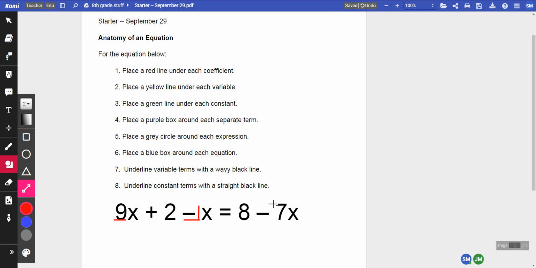And for this one right here, here's my variable. So in front of it, I have a 7. But again, don't miss that negative. It goes with whatever comes after it. So -7 is the coefficient there. And that's all the coefficients.